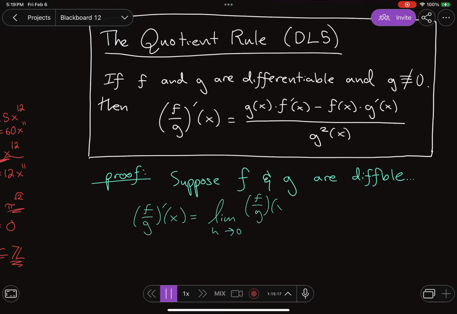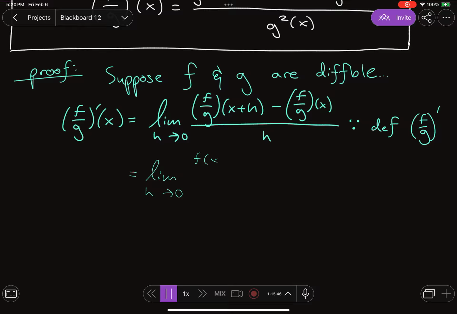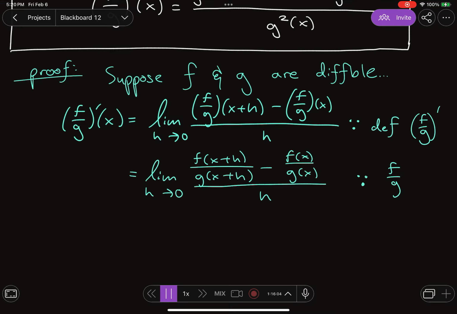Oh, but that's the same thing as the limit as h approaches 0 of f of x plus h divided by g of x plus h, minus f of x divided by g of x, all divided by h. That is actually the definition of just what the quotient function is. So going from here to here, that is the definition of what this object is. So yet another definition.